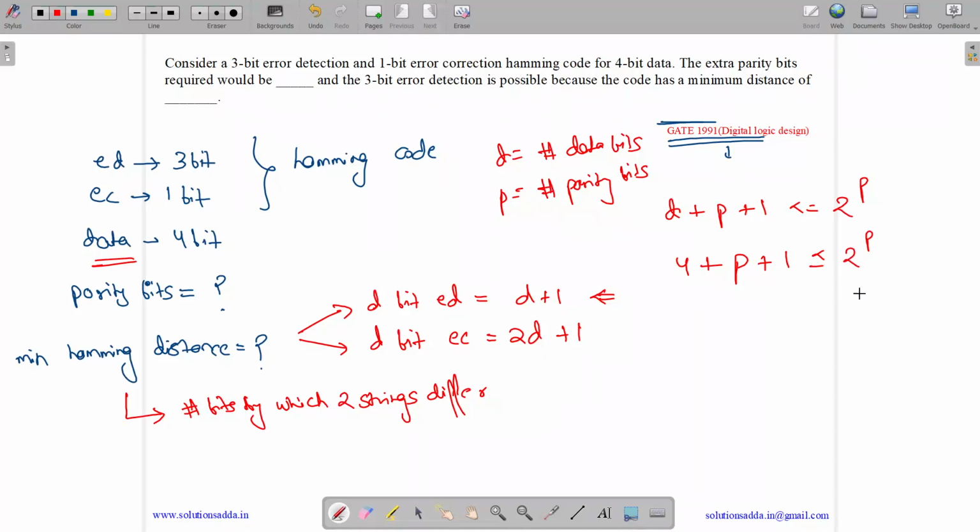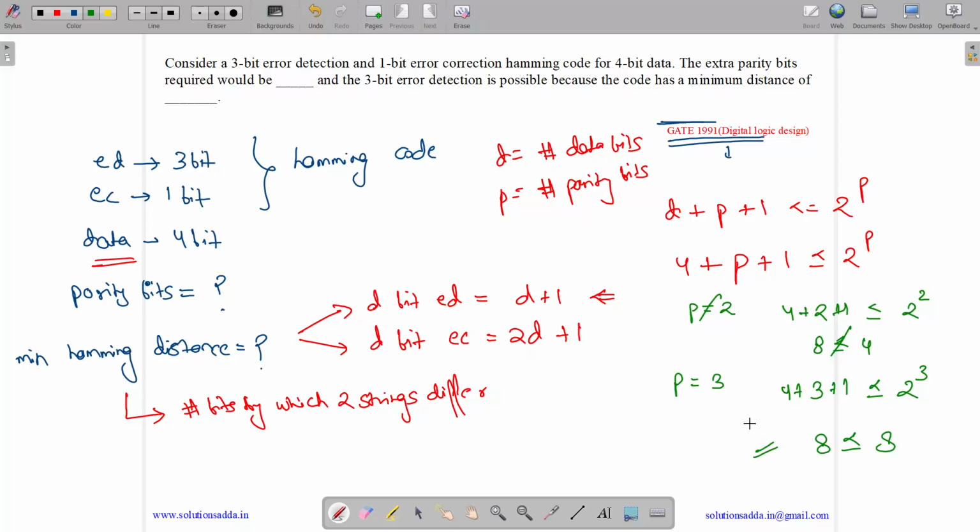As we have P on both sides, let us do it by hit and trial method. Let us assume P to be 2. 4 plus 2 plus 1 is less than or equal to 2 to the power 2, which means 8 is less than or equal to 4, which is wrong. So P can't be 2. Let us see P equals 3. 4 plus 3, 7 plus 1, 8 is less than or equal to 2 to the power 3. 8 is less than or equal to 8, which is correct. Thus, the number of parity bits required is 3.